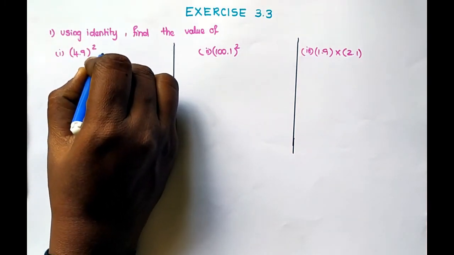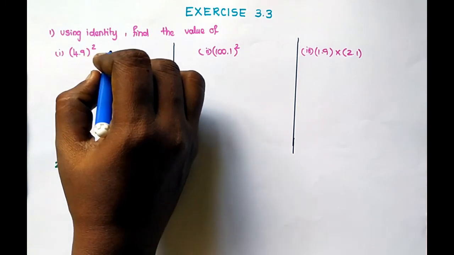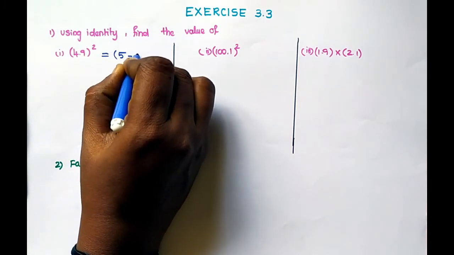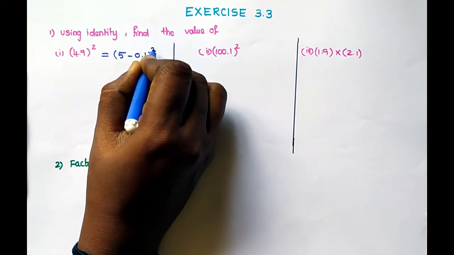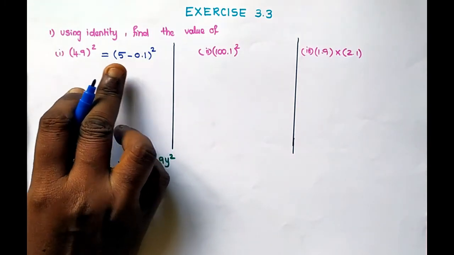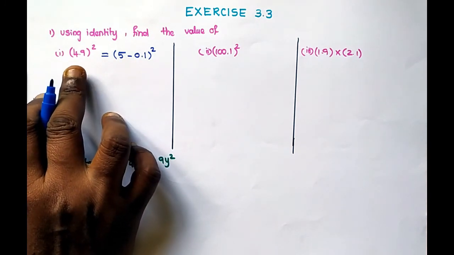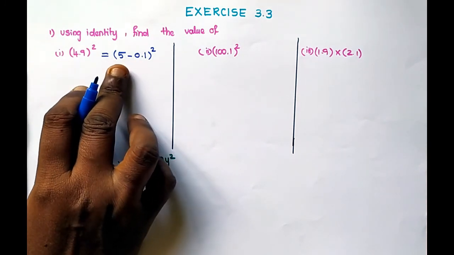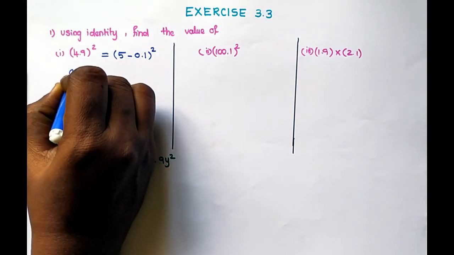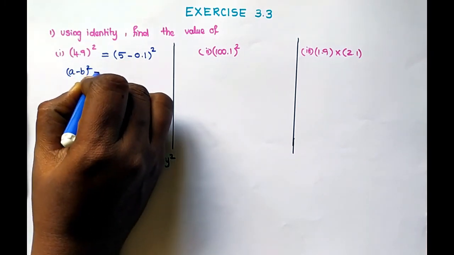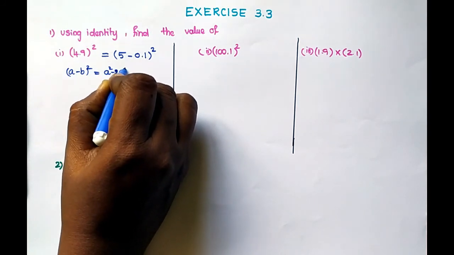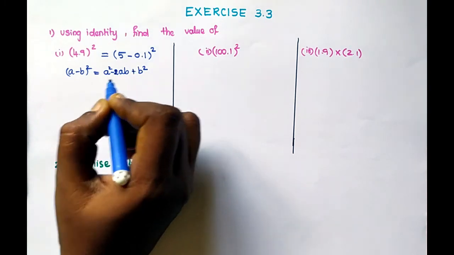Listen, 4.9 whole square. How will you write that? 5 minus 0.1, that is 4.9. So this one is in the format a minus b whole square. What is a minus b whole square? That is a square minus 2ab plus b square.